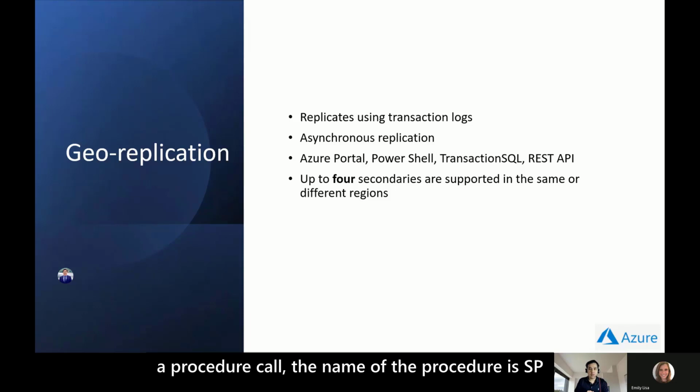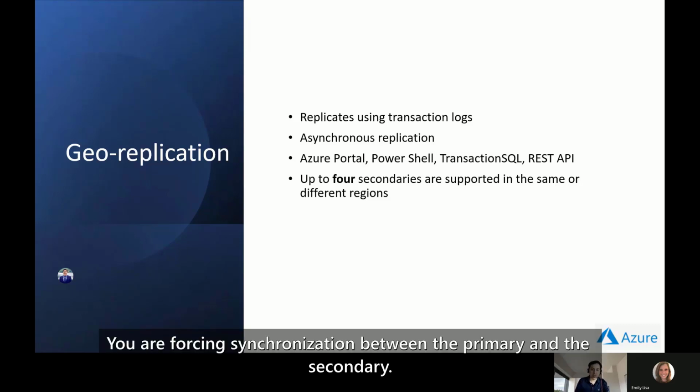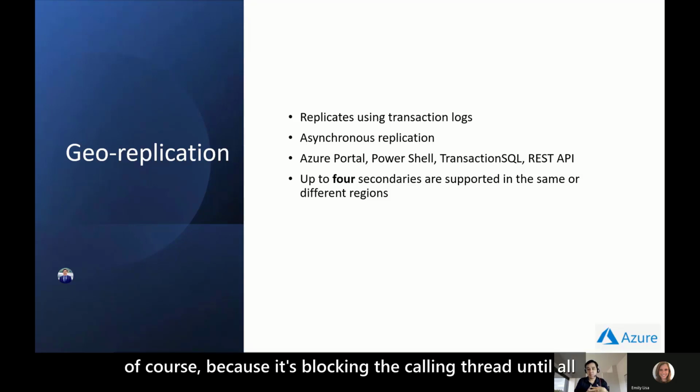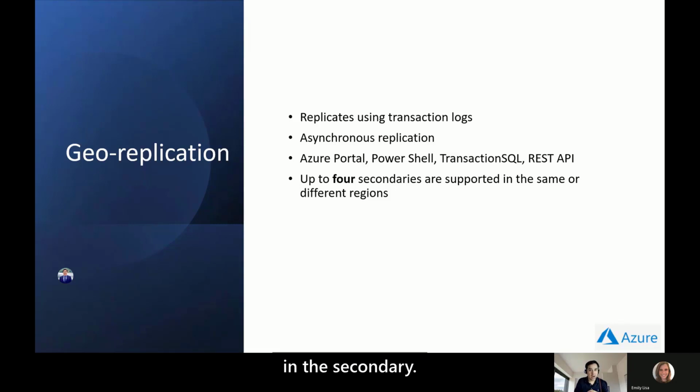You can do that. We have a procedure called sp_wait_for_database_copy_sync. So basically, when you use this procedure, you are forcing synchronization between the primary and the secondary. Now, this will impact the performance, of course, because it's blocking the calling thread until all committed transactions are replicated. So we recommend to use this only in cases where you want to ensure certain critical changes are put in the secondary. But if you use this in a permanent way, of course, the performance is going to be affected.